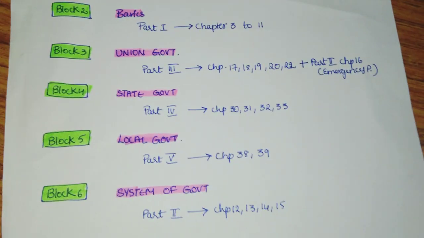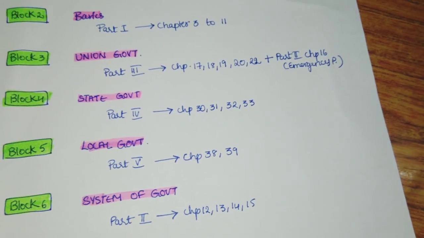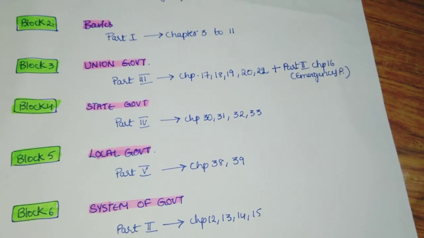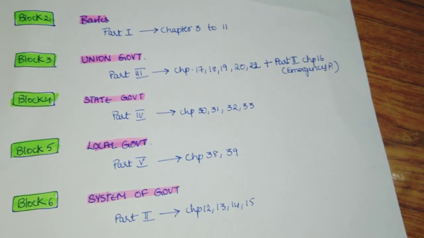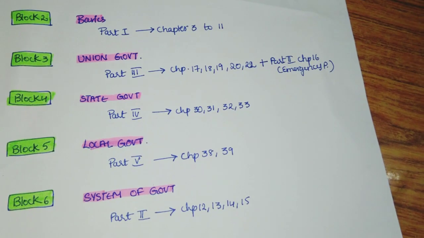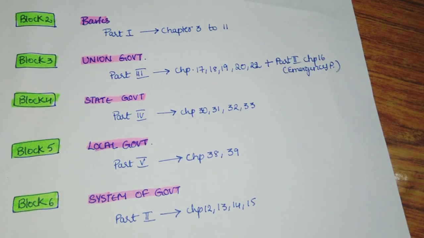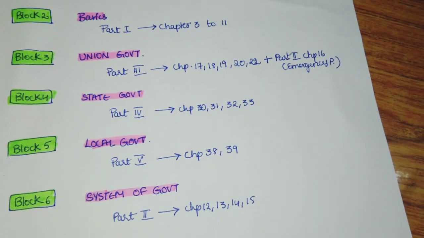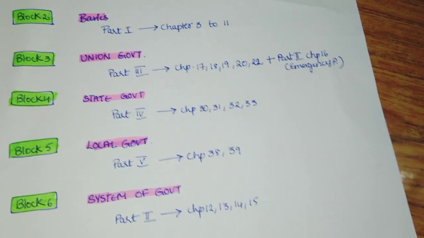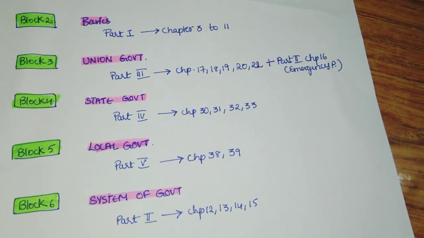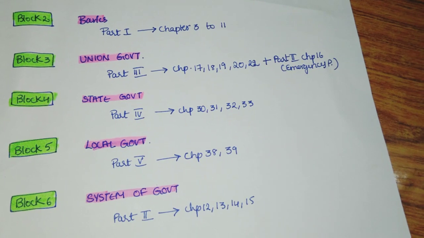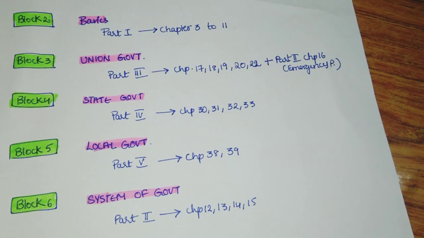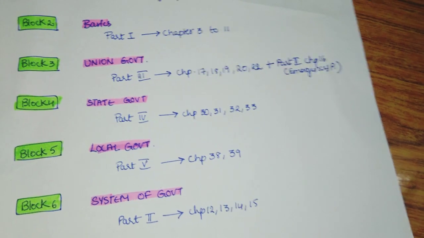And then block 3 is the union government. The union government is in part 3 of the book. Part 3 consists of the president, vice president, prime minister, etc., from chapter 17 to chapter 22. Chapter 22 is parliament, right? Yes, this all comes under the union government. Along with this, read chapter 16 from part 2, that is emergency provisions, so that you can better relate the topics of the president and the president's powers with emergency provisions.